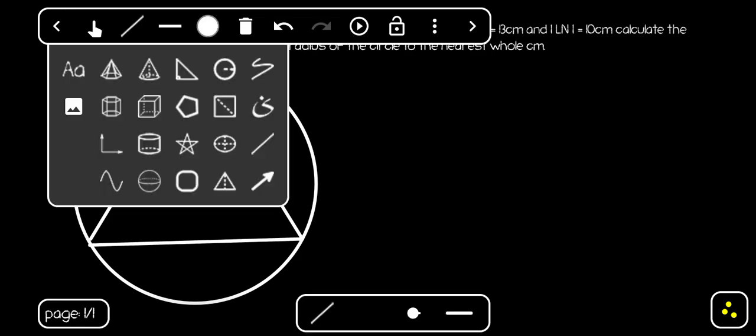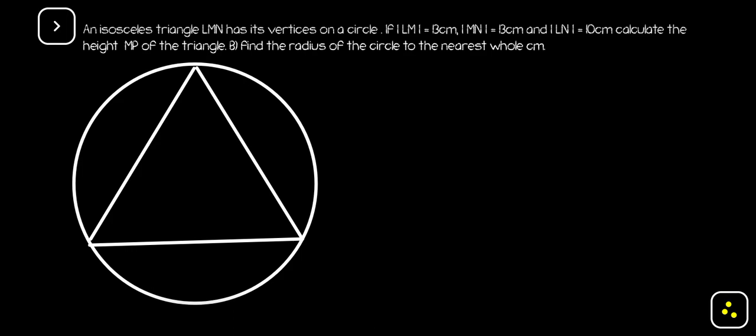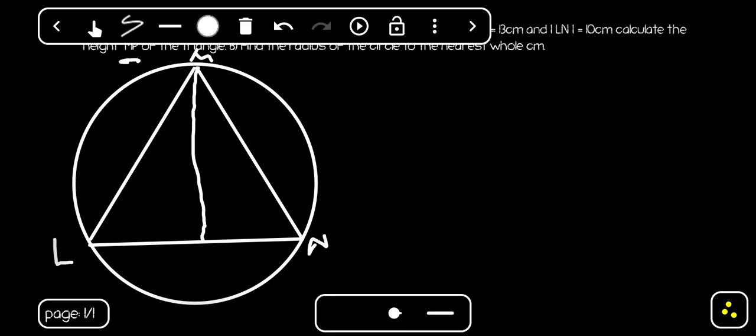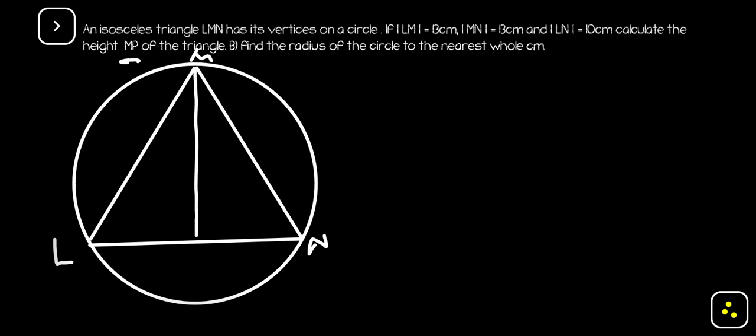Now let's label. I'm going to label it this way: L, M up here, and then N here. Now, the height of the triangle MP is going to be from M up to the base here, this M, this P. The line is not straight, so let me try to do something better. Okay, so this is MP.